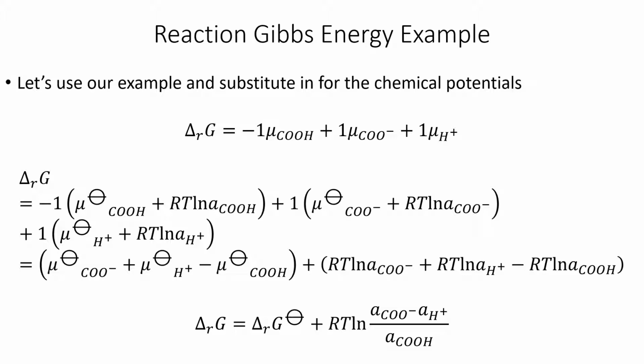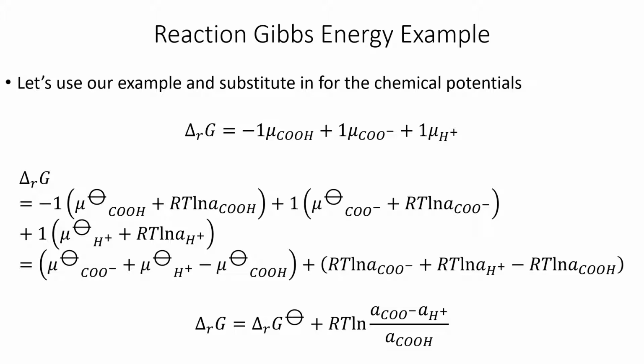Alright, let's use our example and substitute in for the chemical potentials. By now, we should all know what the chemical potential equations look like in general form. The substitution we are going to do is the most general we can, which is to make sure that we include activities, because that accounts for all real parts of the behavior of our species. So, it's very simple. We do that substitution.